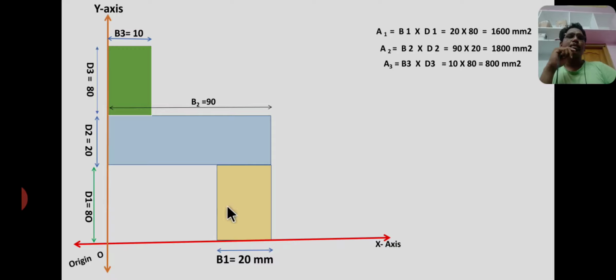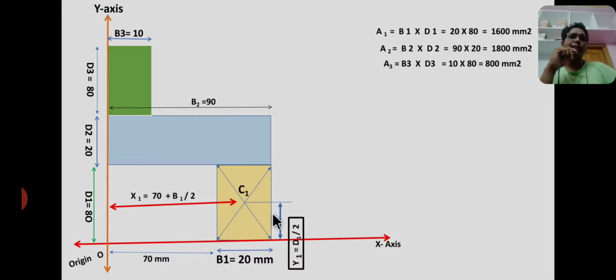Now I am drawing the diagonal lines for locating the individual centroids. The centroid of a rectangle lies where its diagonals meet each other. Therefore, this is a centroid. The intersecting point is called the centroid, that is C1. C1 is the centroid of the bottom rectangle at a distance of x1 from the y-axis and y1 from the x-axis. This is y1, this is x1.